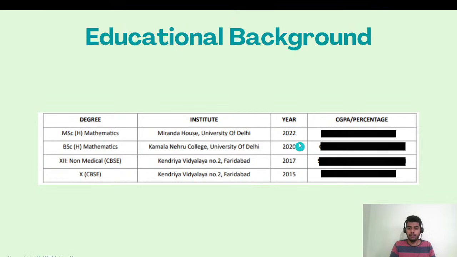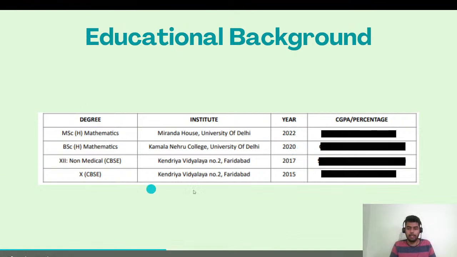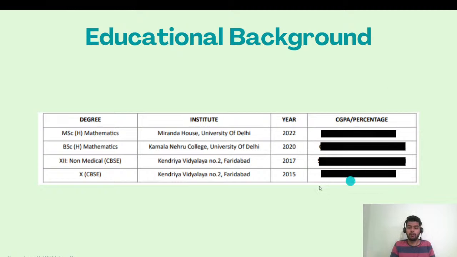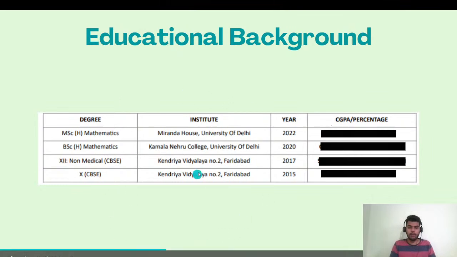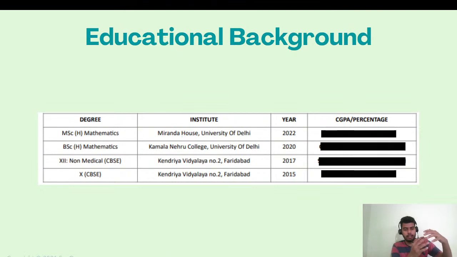Then the year, in which year you completed this particular degree. Obviously the end year, not the start year. And the CGPA or percentage that you have got. I've just left it blank. I've just taken this screenshot from someone else's resume. Okay, so this is how you can write the educational background. Obviously I'll show you how the different sections are structured in the resume. Okay, don't worry about that.